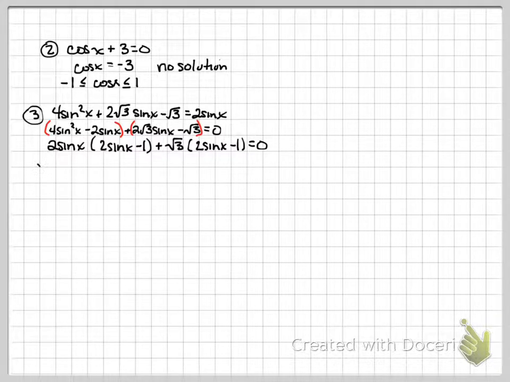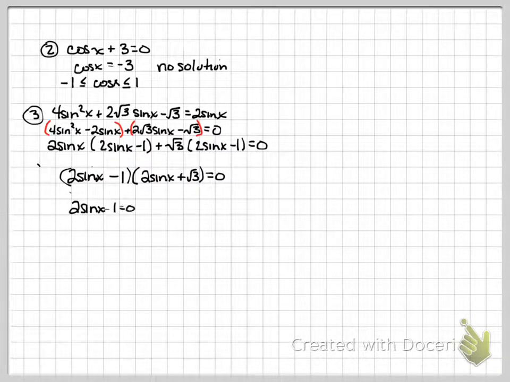Continuing with our grouping, I get 2 sine x minus 1 times 2 sine x plus the square root of 3 equals 0. Apply my zero product property, and that gives me that 2 sine x minus 1 equals 0 and 2 sine x plus square root of 3 equals 0. So I get that the sine of x equals 1/2, and the sine of x equals negative square root of 3 over 2.